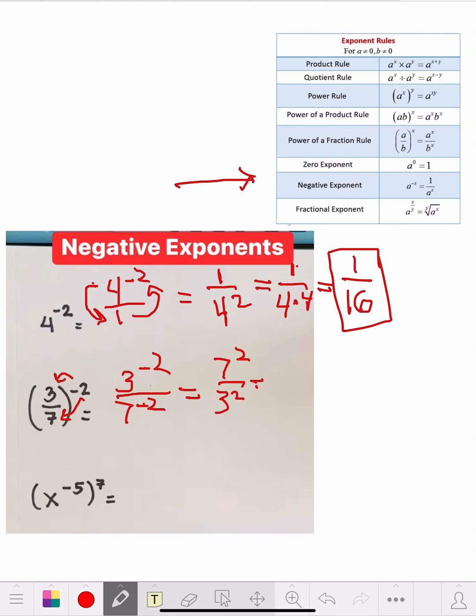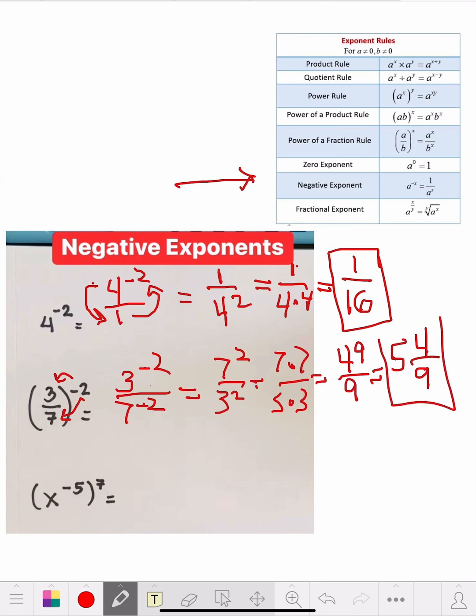Now this is going to come out to be 7 times 7 over 3 times 3, which equals 49 over 9. Can this be reduced? Sure. Watch. 9 goes into 49 5 times, and the remainder is 4. So 4 ninths. I don't think it can be reduced any more than that. So square this off so the teacher will know my answer is 5 and 4 ninths. And that was all there was to it.